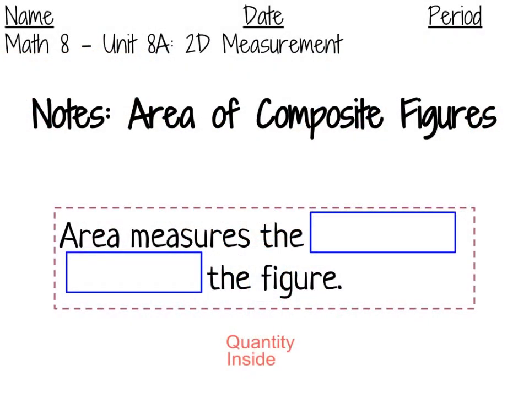Today we're going to talk about area of composite figures. These are figures that are made up of more than one type of shape. So they may have 2 or 3 different shapes in them, and you have to determine the area of all of it. So area measures the quantity inside the figure. So let's take a look at our first composite figure.